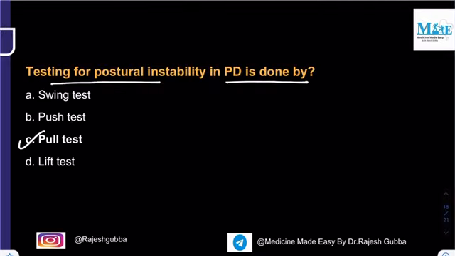So remember, the test which is useful for assessment of postural instability in Parkinsonism is the pull test.